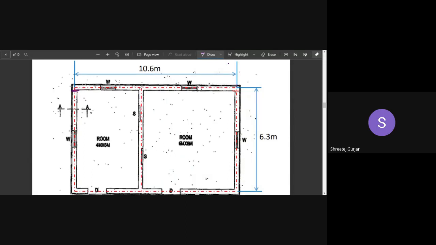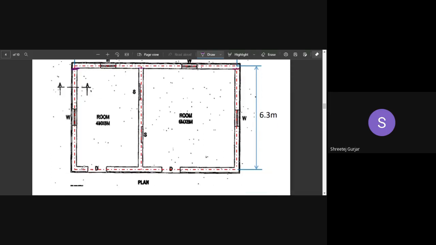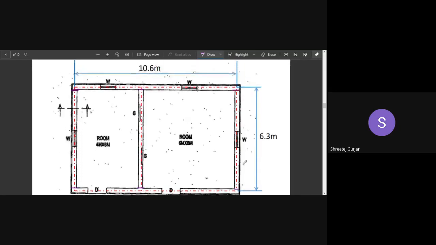This is my long wall, right? This wall is my long wall. Simultaneously, this is also my long wall. I have divided this, you can just see. This is how I divide my long wall. This part is my long wall, right? And this portion, from here till here, this is my short wall.